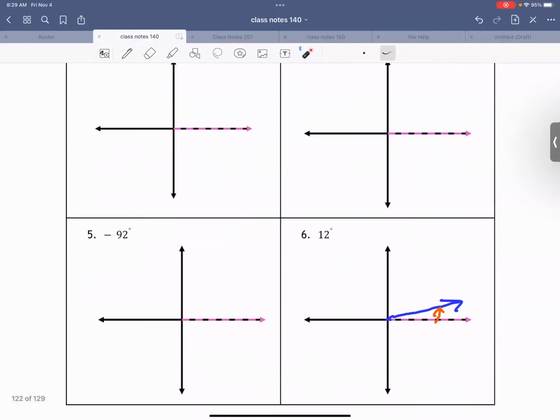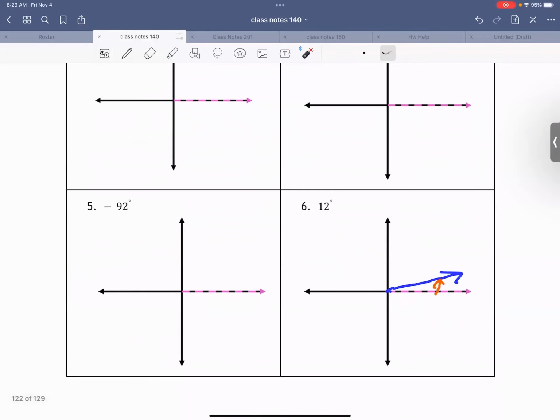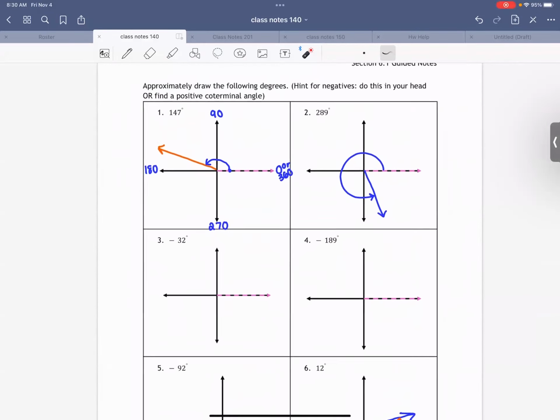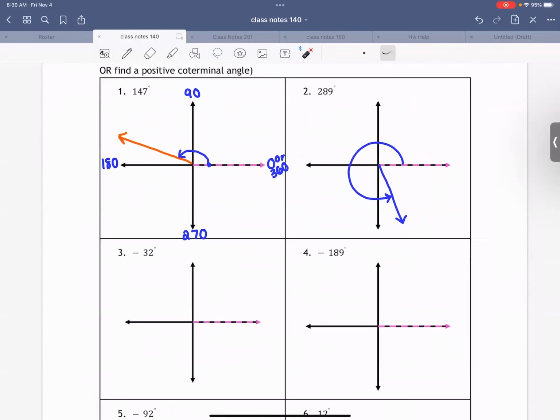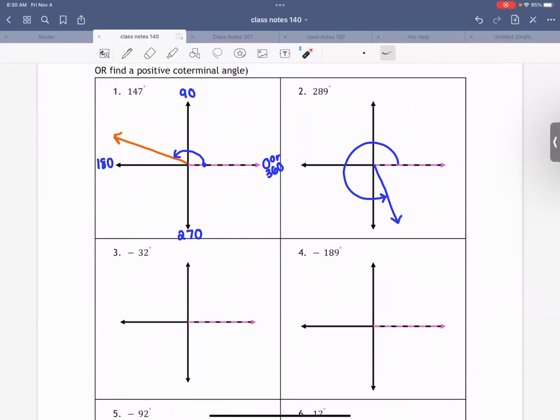And then Amara drew up the 12 degrees. Do you kind of want to take us through that one? Perfect. Very nice. Now, just so we have enough time for the quiz, I am going to talk a little bit about how to draw the negatives.